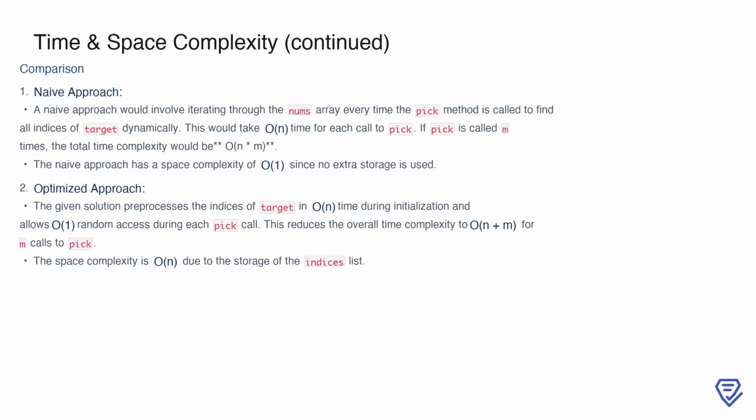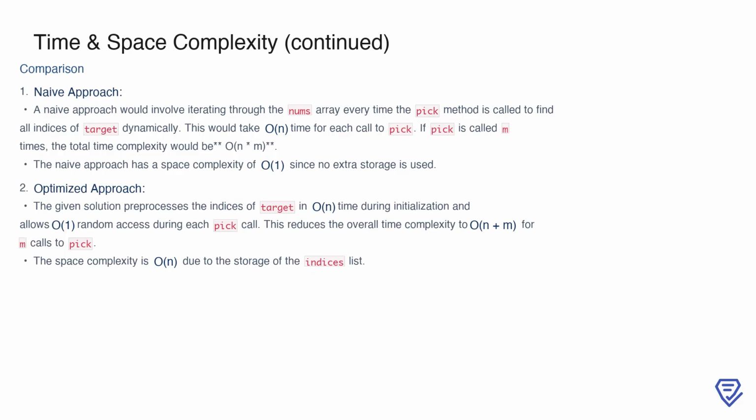To better understand the efficiency of this solution, let's compare it with a naive approach. In the naive approach, every call to the pick method would involve iterating through the nums array to dynamically find all indices of the target. This would take O(n) time for each call to pick. If pick is called m times, the total time complexity would be O(n * m). Additionally, the naive approach has a space complexity of O(1), since no extra storage is required.